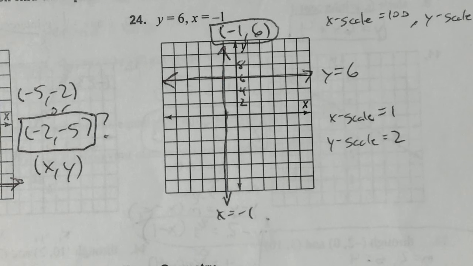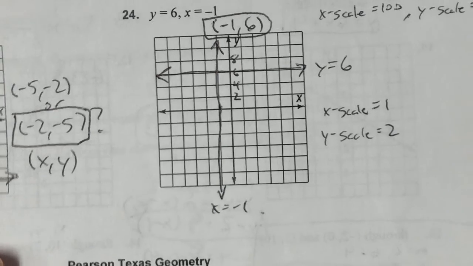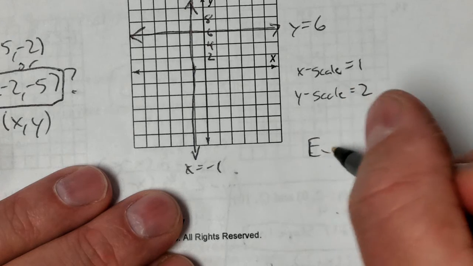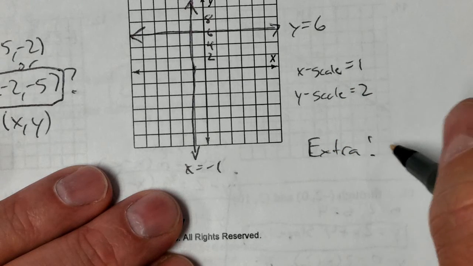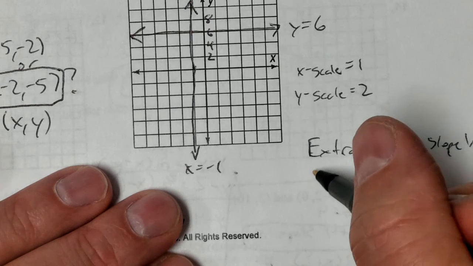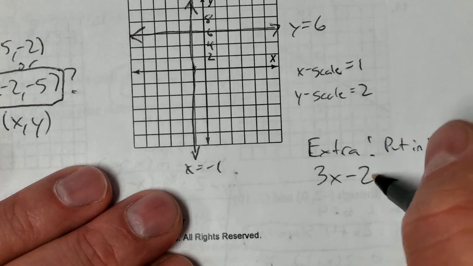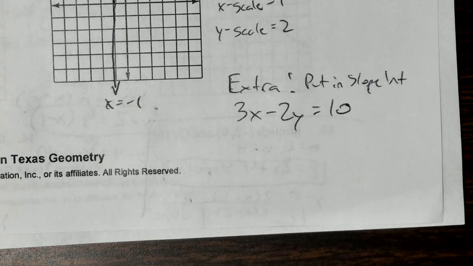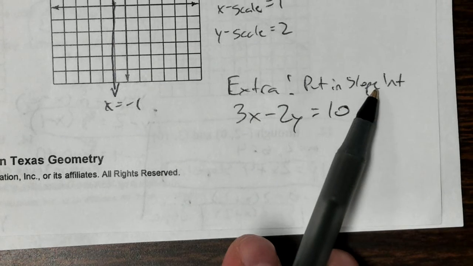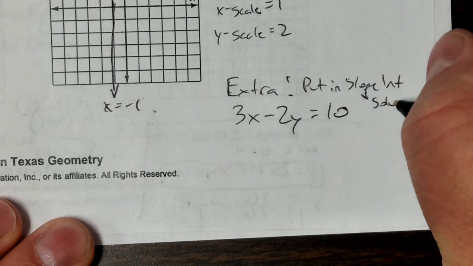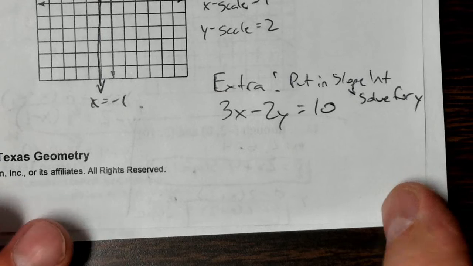There's one other type of question I want to show you, because I know there's one like this on the Math Excel. This is just an extra one, which is put in slope-intercept form from like 3x minus 2y equal 10. You could have random numbers, whatever is positive or negative. The main thing is when you want to put it in slope-intercept form, that means you want to solve for y. Solve for y and make it positive.